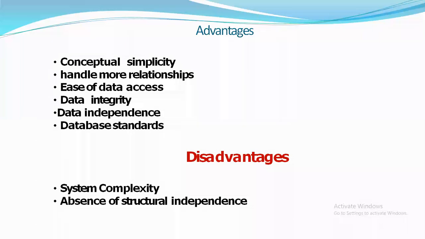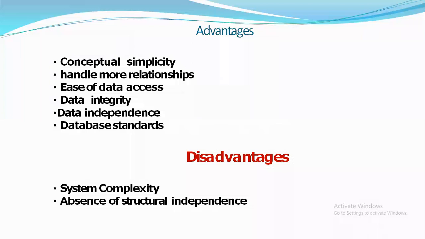There are many advantages. Conceptually, it allows many relationships, because in graphs it is possible to connect one node to all the nodes. That's why it handles more relationships. Ease of data access, data integrity, data independence and database standards are there.